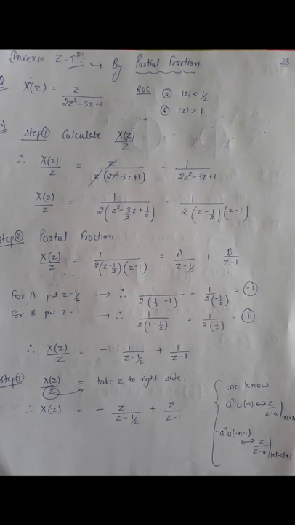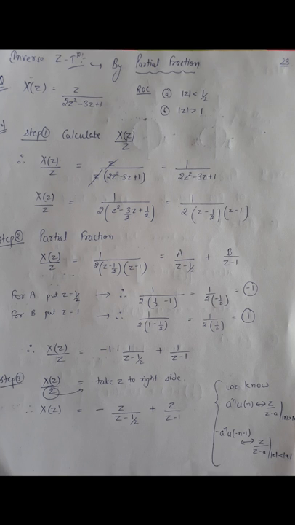For the partial fraction we have 4 steps. First one is calculate X(z) by z. So X(z) by z will be equal to z upon 2z square minus 3z plus 1. Z will cancel out. So X(z) by z can be written as 1 upon 2 into (z minus half) into (z minus 1). Step 2, go for the partial fraction.